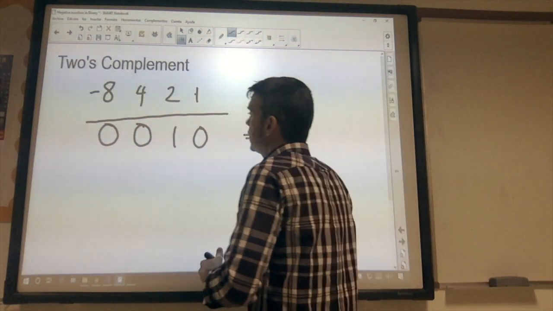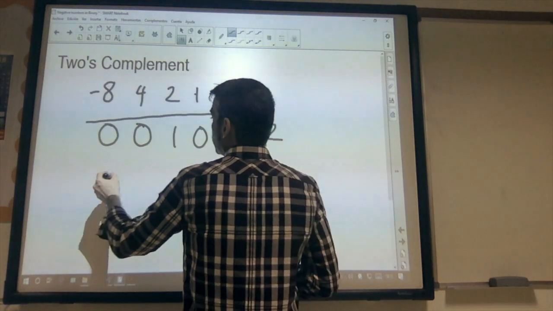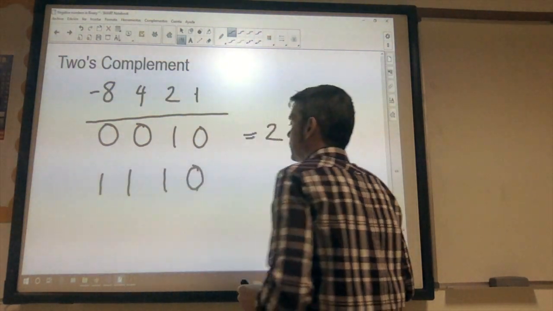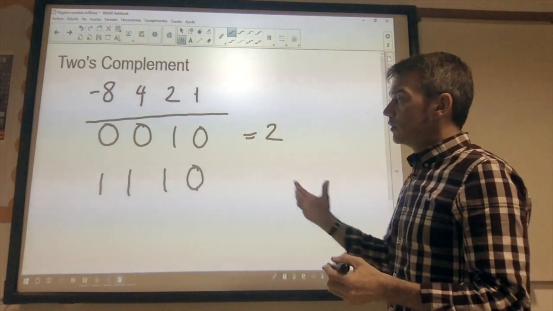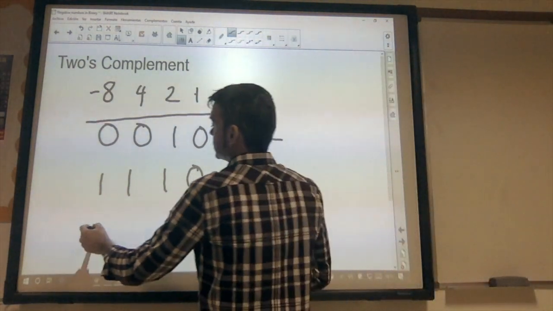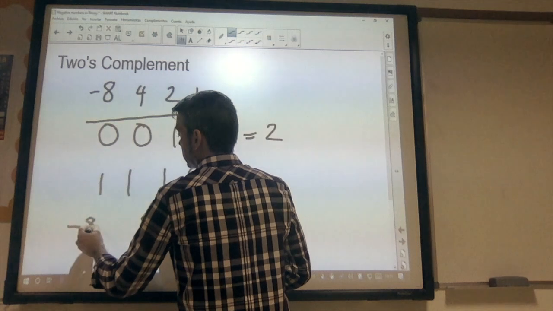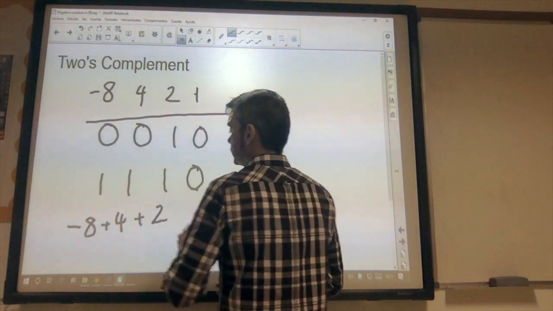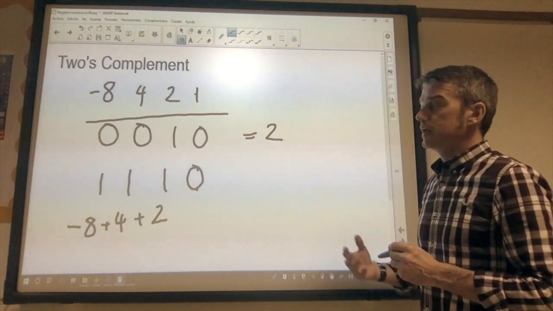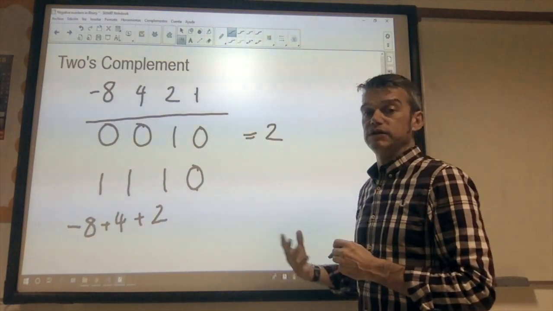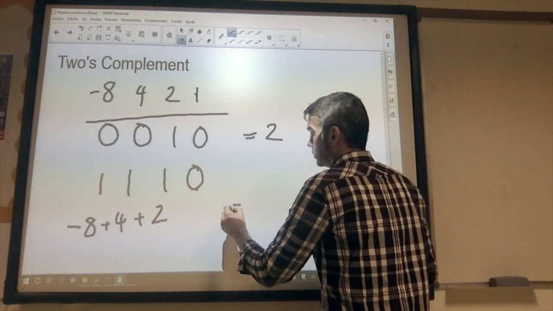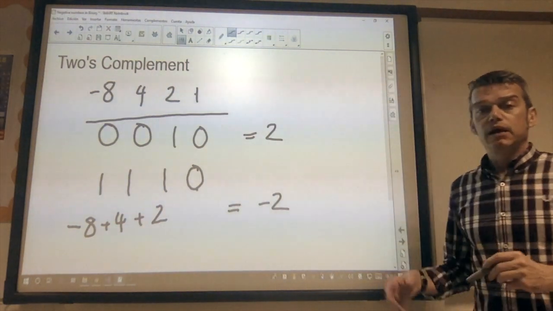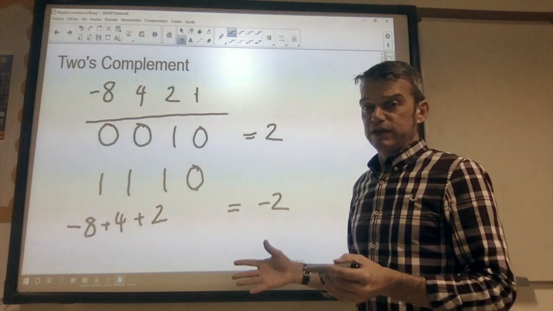So the negative would be, if we look at that, we've got -8 plus 4 plus 2, and -8 plus 4 plus 2 plus... which will equal -2. Now, with smaller numbers, that's fairly straightforward.